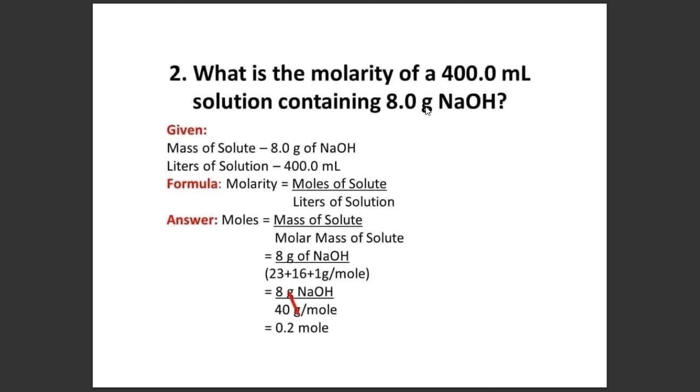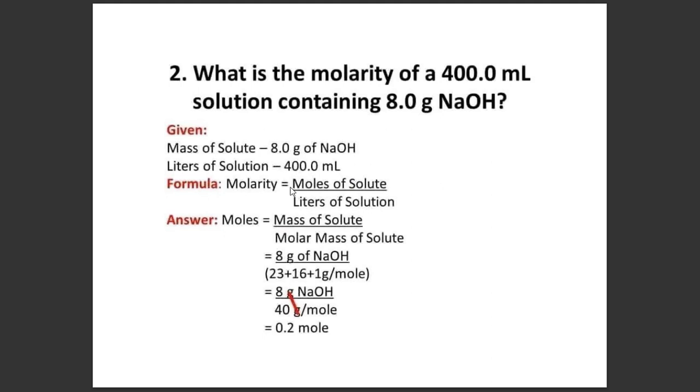To convert a particular mass in grams of a solute to moles, you just have to divide that mass over the molar mass of that solute. So let's start here. We have the mass of the solute to be 8 grams. We have to change this to moles. The volume of the solution is 400 milliliters, and you have to change this to liters by dividing by 1000.